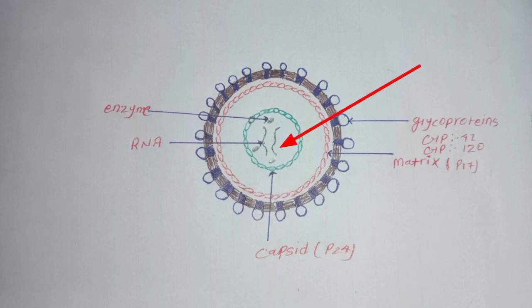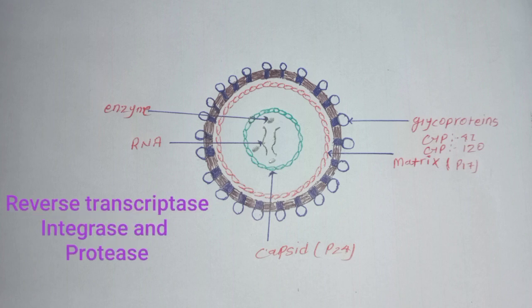There are two separate single-stranded RNAs present, and these are the genome of HIV. Apart from the genome, there are certain enzymes. A total of 3 types of enzymes are present in this capsid. The first enzyme, which is very important, is called reverse transcriptase. In addition, there are two other enzymes called integrase and protease. So this is the structure of the HIV virus.